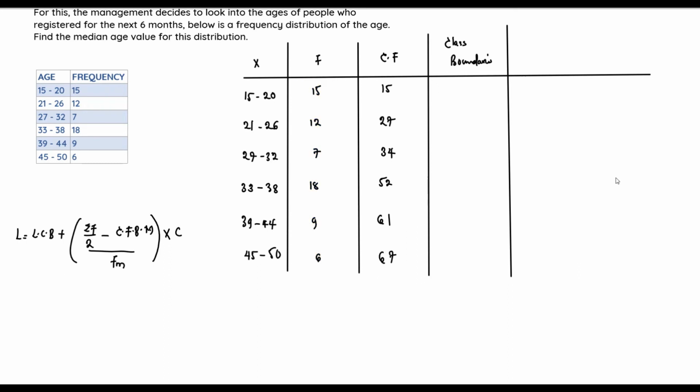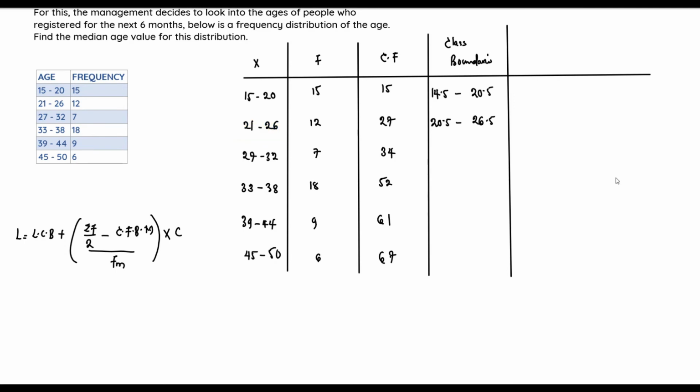So this is the cumulative frequency. For the class boundaries, all we have to do is to deduct 0.5 from the lower class and add 0.5 to the upper class. So 15 minus 0.5 gives us 14.5, and 20 plus 0.5 gives us 20.5. We also deduct 0.5 from 21. So 21 minus 0.5 gives us 20.5, and 26 plus 0.5 gives us 26.5.